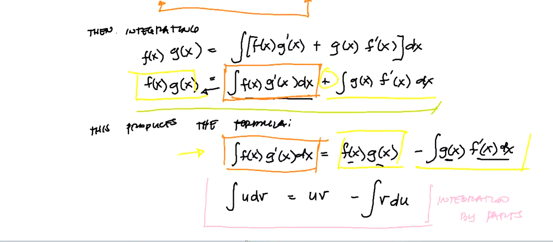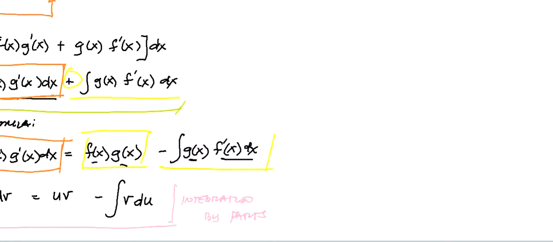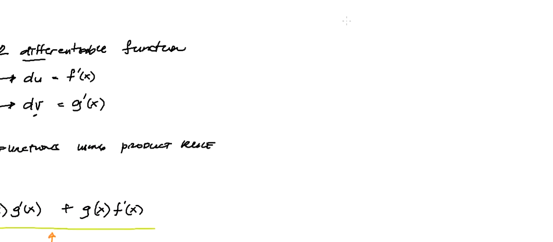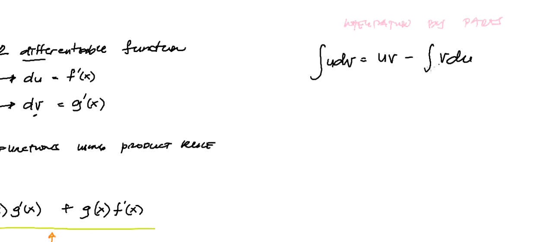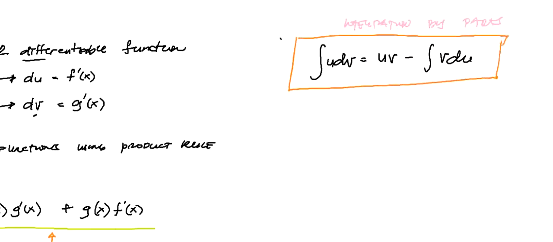Okay, so in this integration by parts, this technique, let's rewrite this. We have u dv equals uv minus the integral of v du. So we box this one. Okay, so there are a few notes that we must remember if we have this kind of problem.